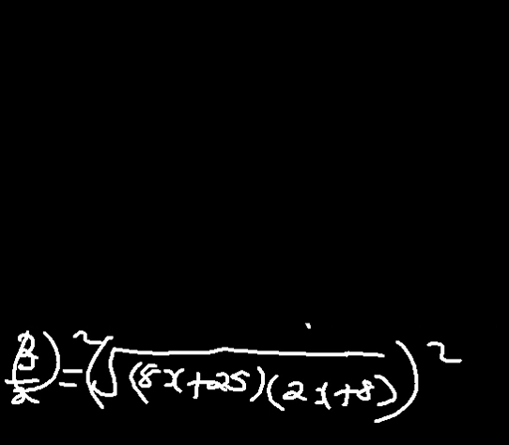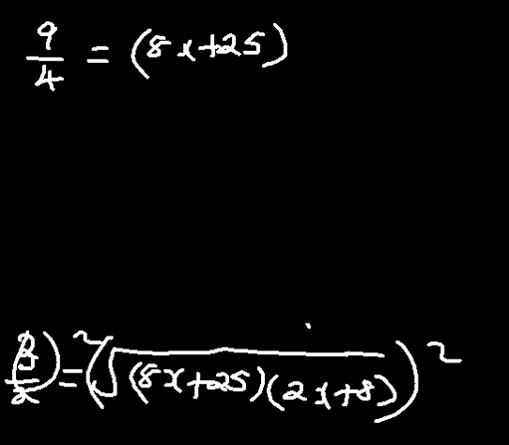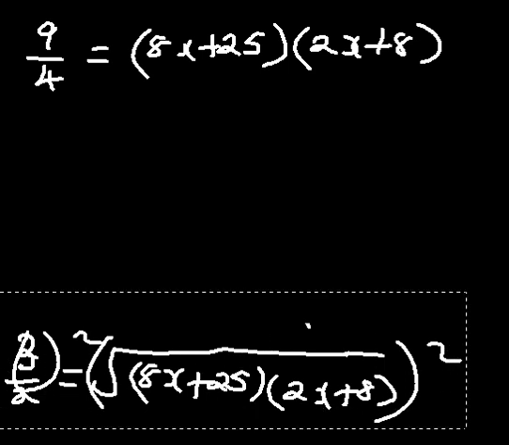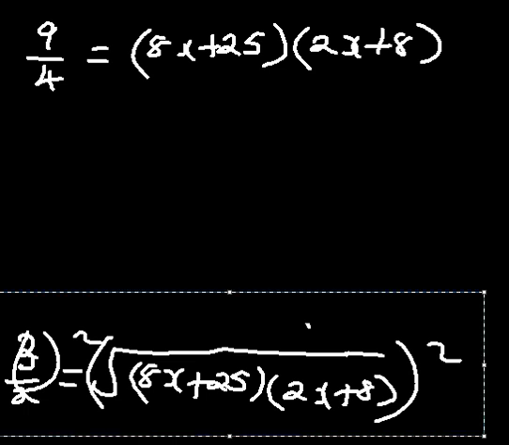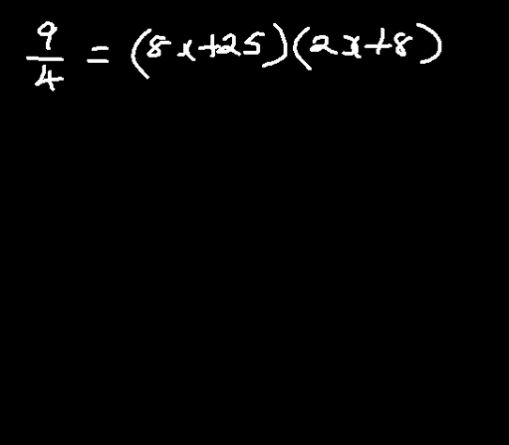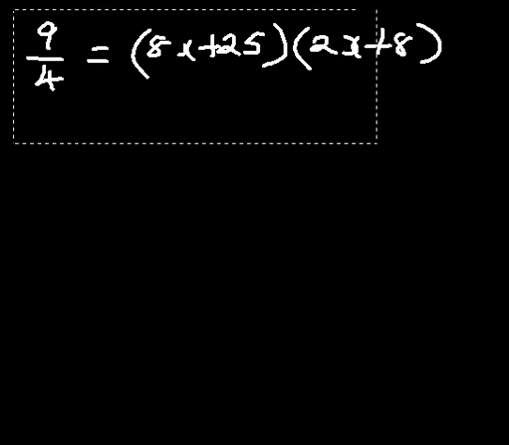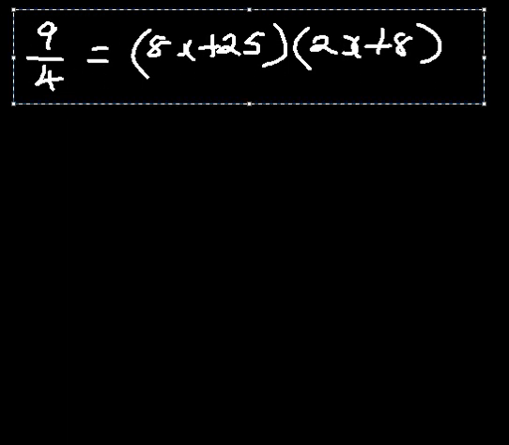Now we have 9 over 4, which is equal to 8x plus 25 times 2x plus 8. Now you are on the verge where you can solve for x, and should it be that there will be 2 solutions, then always remember to check for the extraneous solution. And even if you have a single solution, you should check, because sometimes it may not be the real solution. But that's the core working principle behind solving equations with radicals.